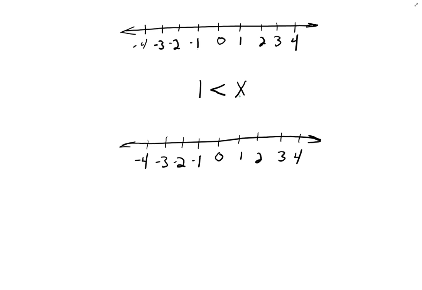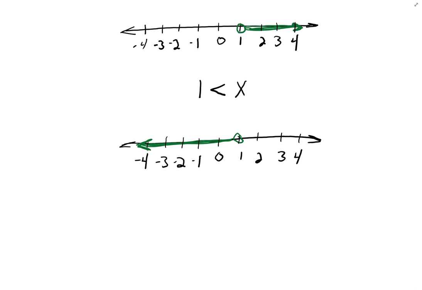The two different graphs that they were given: one of them looks like this, with the circle on the number 1 and the arrow going off to the right. And the other one has the circle on the 1 and the arrow going off to the left. The question is, which one of these graphs matches this inequality?